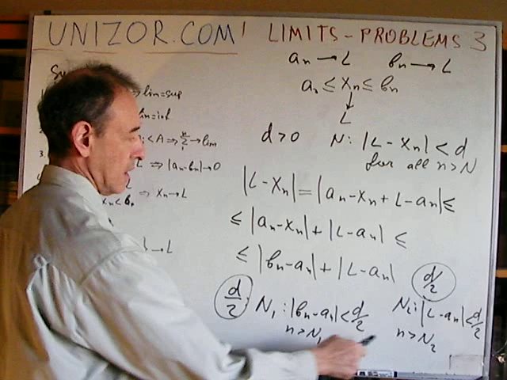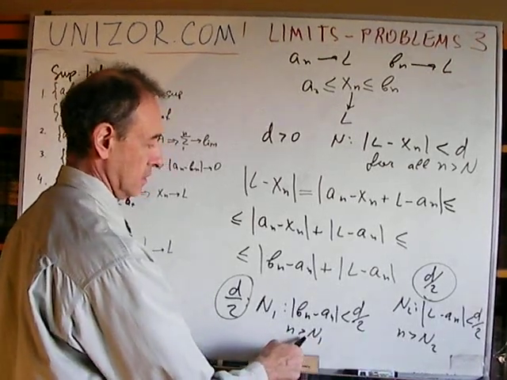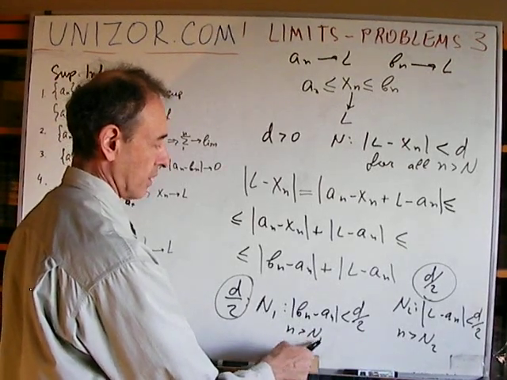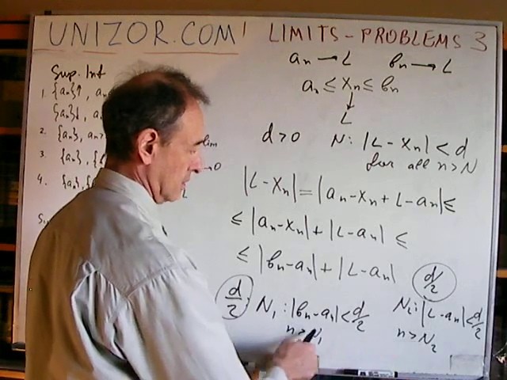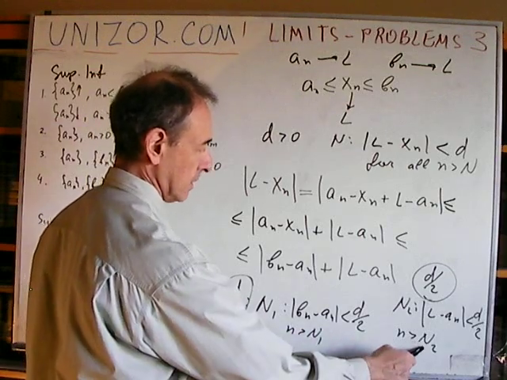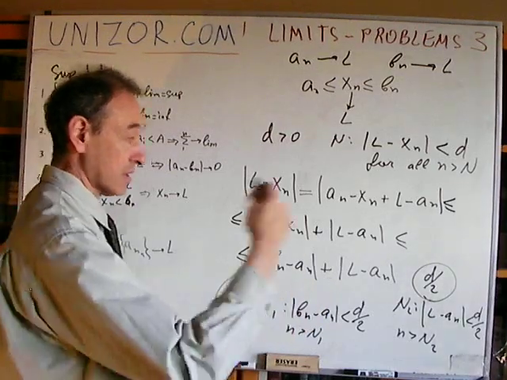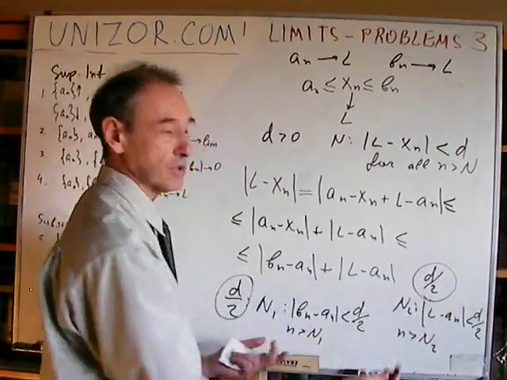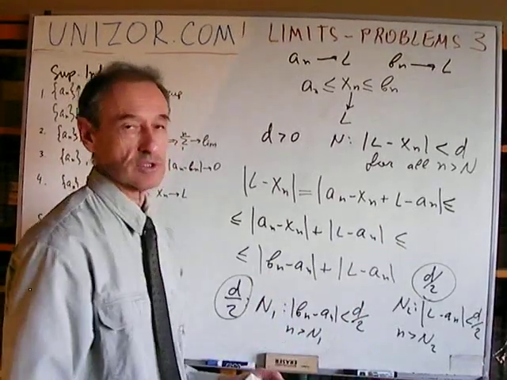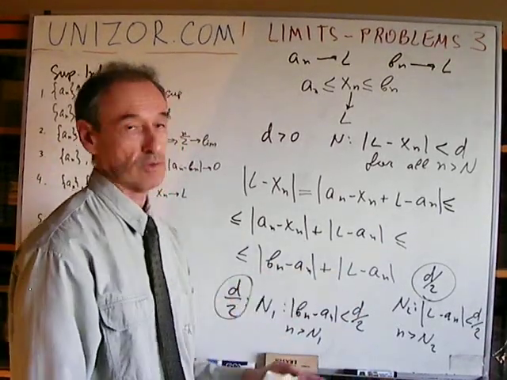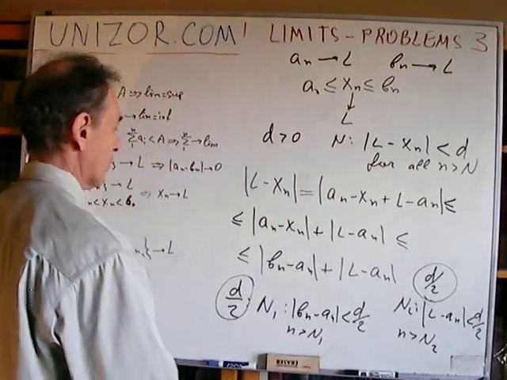Now I will choose a number n which is the maximum of n1 and n2. And for any lowercase n which exceeds this maximum, both will be true and their sum will be less than d over 2 plus d over 2. So that concludes the proof.